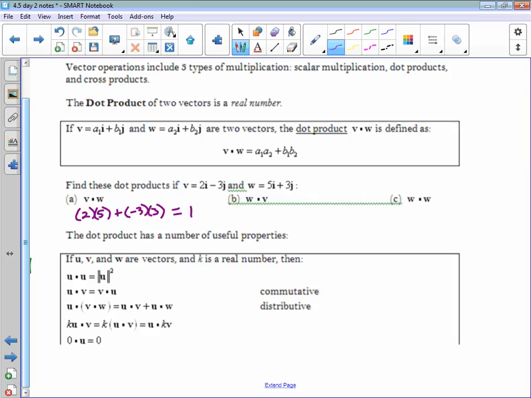So that was v dot w. What do you think is going to happen if we do w dot v? Is it going to be the same answer? Yeah, because think about 2 times 5 or 5 times 2. Is that really going to change anything? No, so that one is also going to be 1. You guys try C for me. Do w dot w.